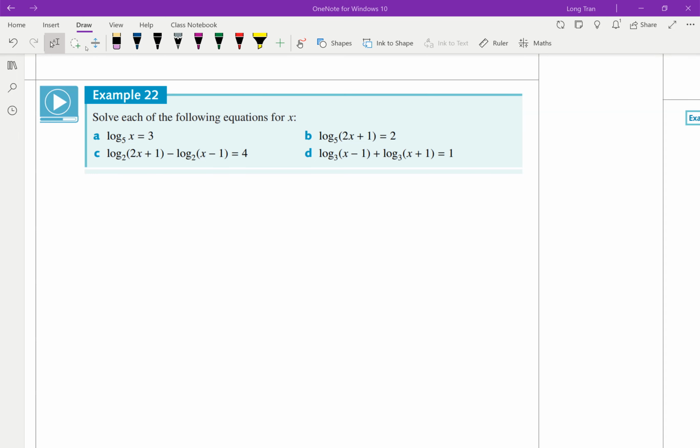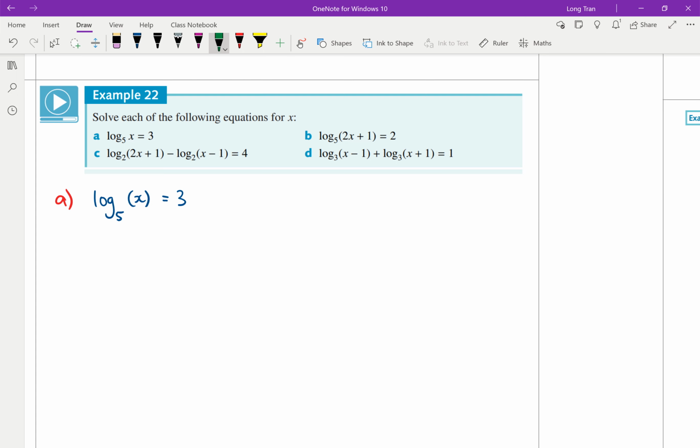Hello everyone. We're going to do example 22 here, where we're going to be solving logarithmic equations. So here we go. Let's do part A. We've got the equation as log base 5 of (x) is equal to 3. Notice my notation, I've used brackets there. And how I would solve this, I'd like you to understand it.